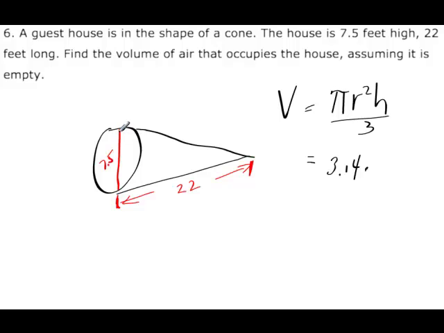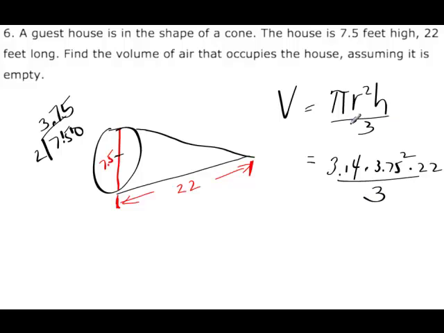The radius of this is from there to there. So we take 7.5 and divide it by 2. So that's going to be 3. That's 6. So there's 1 left over. It's going to be 7. That's 14. So add your 0. 1 left over. So 3.75. And that's going to be squared. Our height is 22. And our division is by 3.